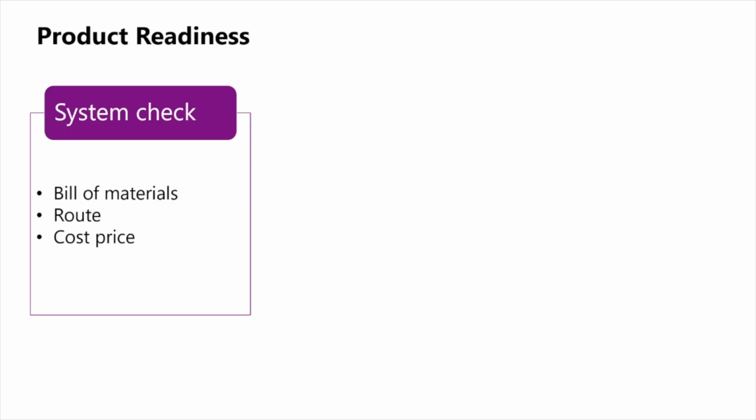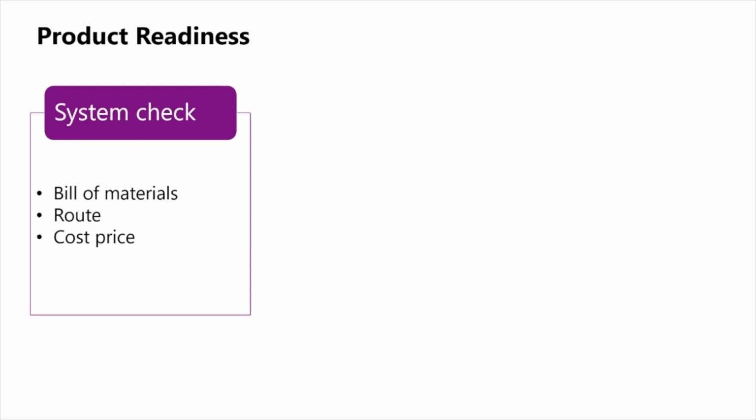Product readiness. The readiness checks feature helps ensure that all the master data has been specified for a product before it's used in a transaction. When readiness checks are used, a user or a team is made responsible for validating specific predefined product-related data. System checks. A system check verifies whether there is a valid record for a product.